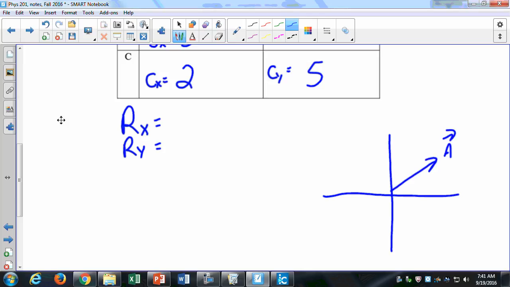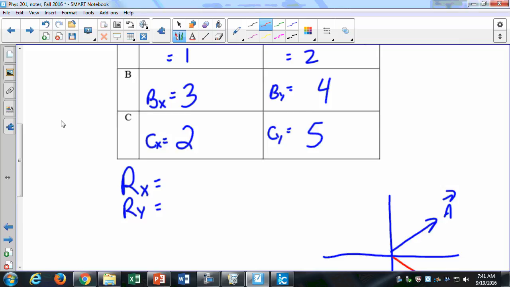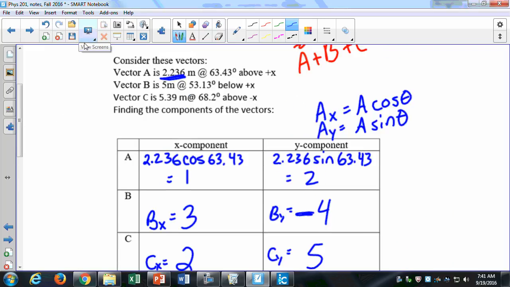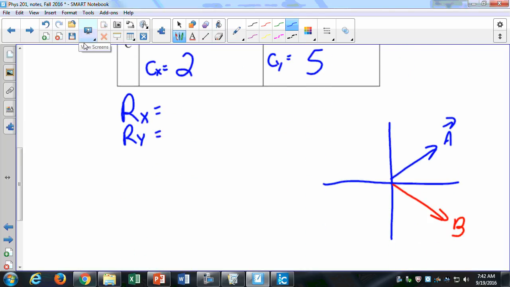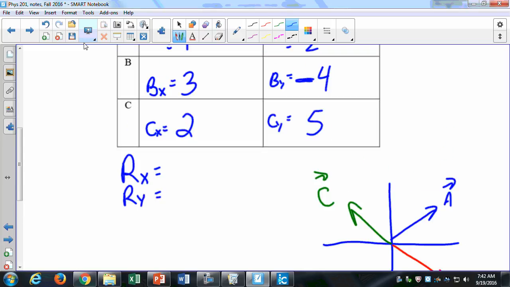It's in quadrant 1. Vector B is 53 degrees below the positive x-axis. So this is B. Now that means that for vector B, which of the components is going to be negative? The y component. So we need to make sure that we get a negative value there. If you don't get a negative value there, then you're going to get the answer wrong in the end. And then the vector C was 68 degrees above the negative x. So the vector C is right here. That means which component is going to be negative for C?